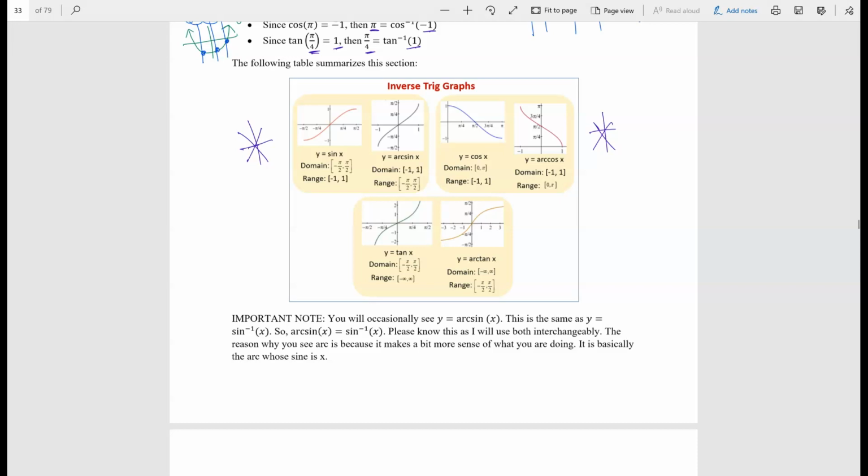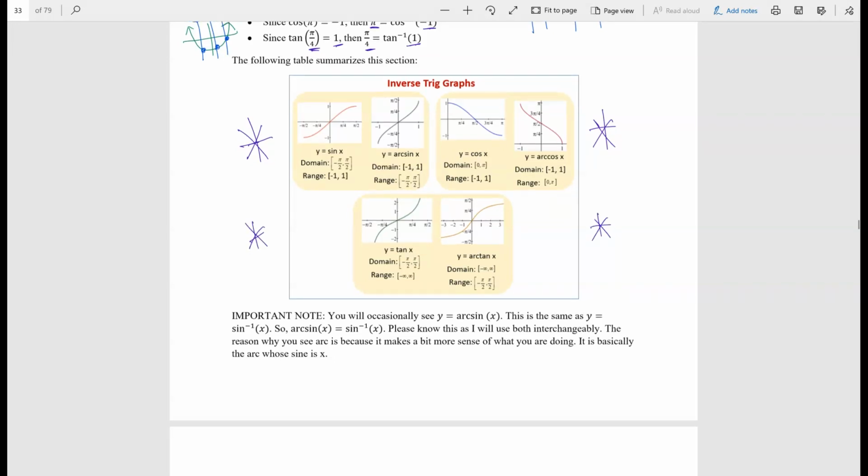You don't need to know the graphs themselves, so the inverse trig functions, but you do need to know the domains and the ranges. So do take really note of that. This is kind of giving you a little summary of what we're going to be covering in this section. We'll do a couple of examples also on what you're going to be seeing with inverse trig functions.